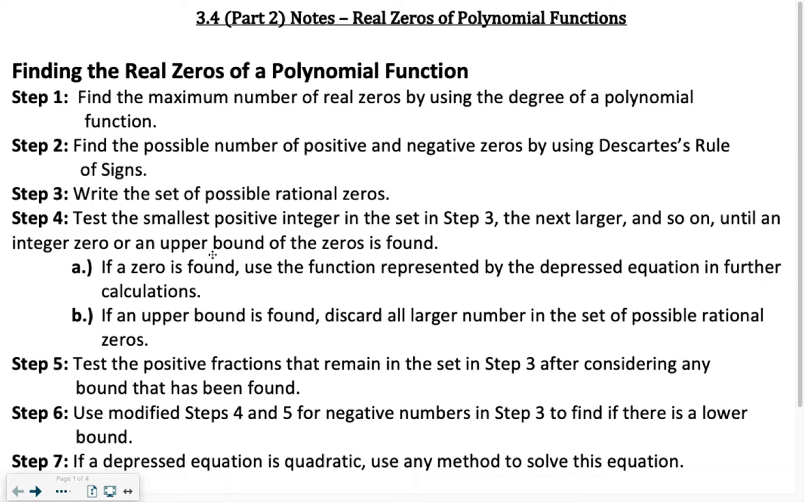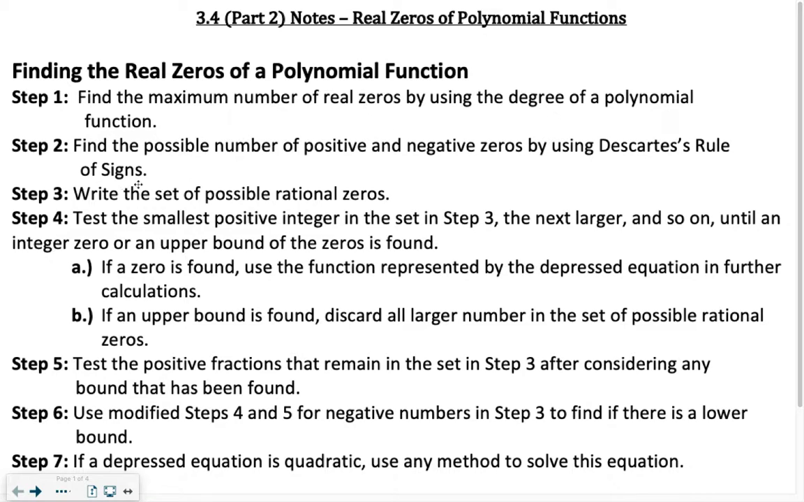Okay, so the first is just to consider the degree of the polynomial. Right, the degree of the polynomial tells me the maximum number of real zeros that I would be looking for. If we have a fifth degree, we could have up to 5 real zeros. Step 2 is use Descartes' rule of signs to find the possible number of positive and negative zeros.